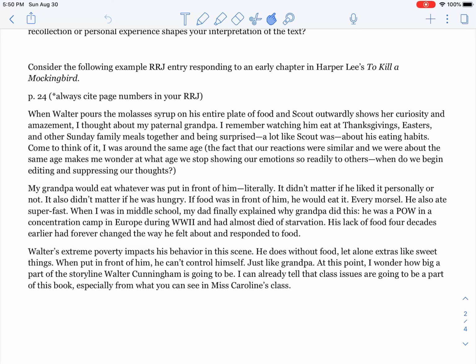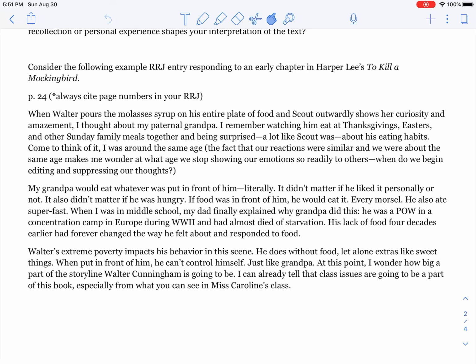Because kids, we don't conceal what we're thinking. We just blurt out what we're thinking. My grandpa would eat whatever was put in front of him, literally. It didn't matter if he liked it personally or not. It also didn't matter if he was hungry. If food was in front of him, he would eat it. Every morsel. He also ate super fast. When I was in middle school, my dad finally explained why Grandpa did this. He was a POW in a concentration camp in Europe during World War II and had almost died of starvation. His lack of food 4 decades earlier had forever changed the way he felt about and responded to food.